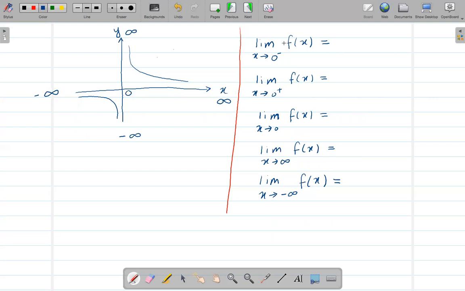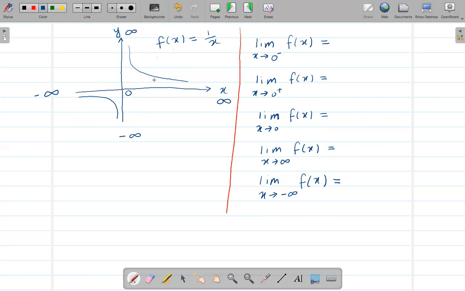Now here, let's find the limit of f of x. So let's say this is the f of x graph. If you see this kind of graph, this is actually 1 over x. So if you see something like this, it means the graph of f of x is equal to 1 over x. But anyway, we don't really need this here.